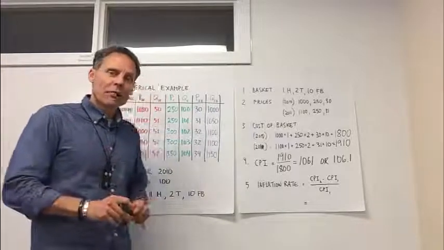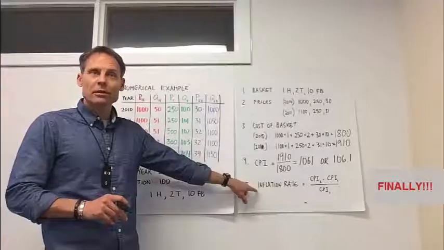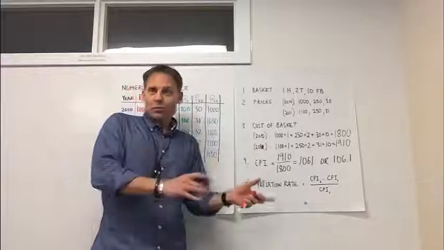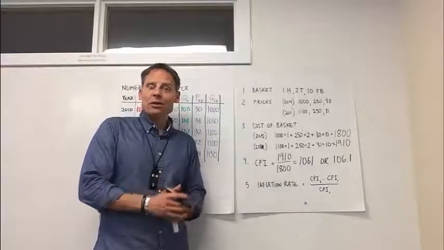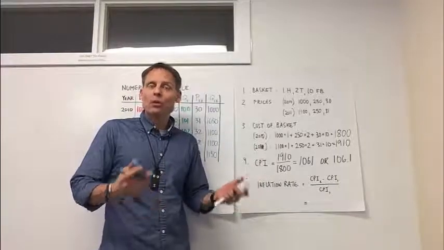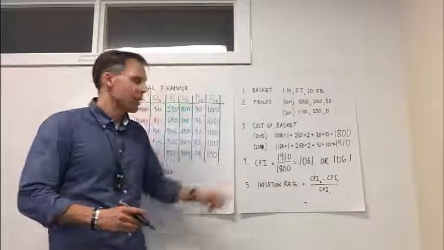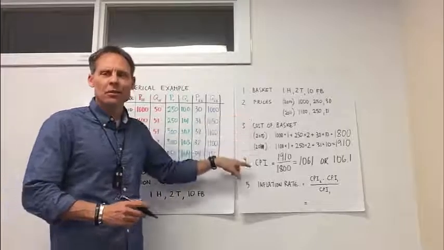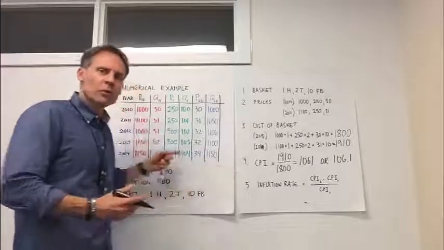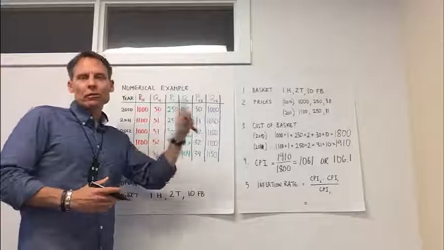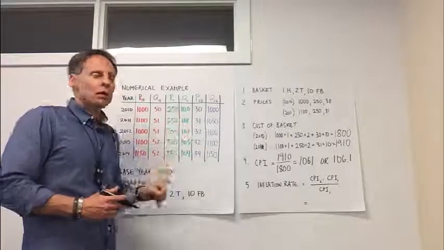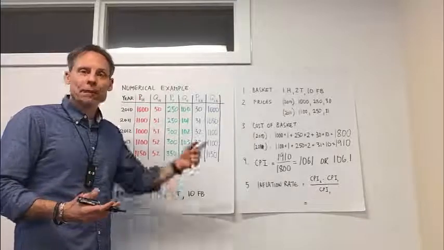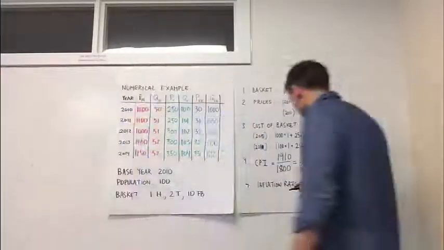Once you have the consumer price index, we're ready to actually calculate the rate of inflation. I already told you that because 2010 is the base year, we know that the CPI for the base year is always equal to 100, so we can calculate the rate of inflation right now without actually calculating another CPI. Of course, if you were going to do the rate of inflation between 2011 and 2012, you would have to calculate the CPI for 2012 before you can do that. But here, we can go ahead and just do it.